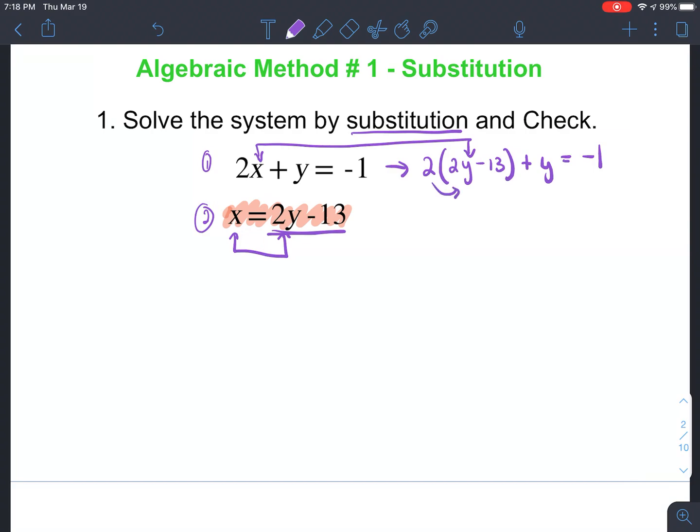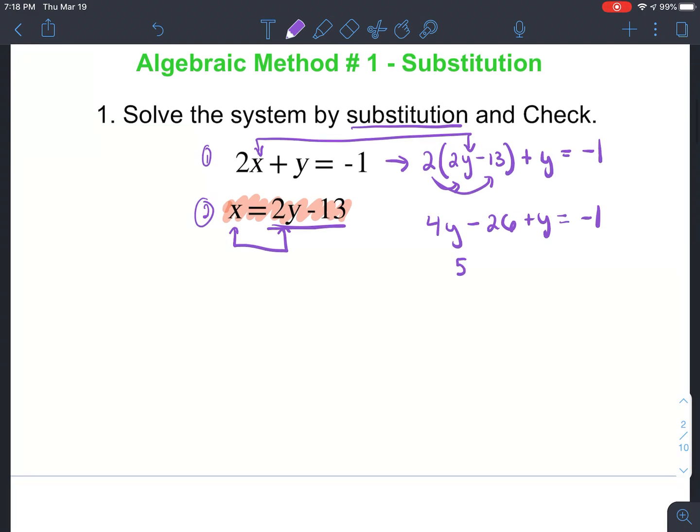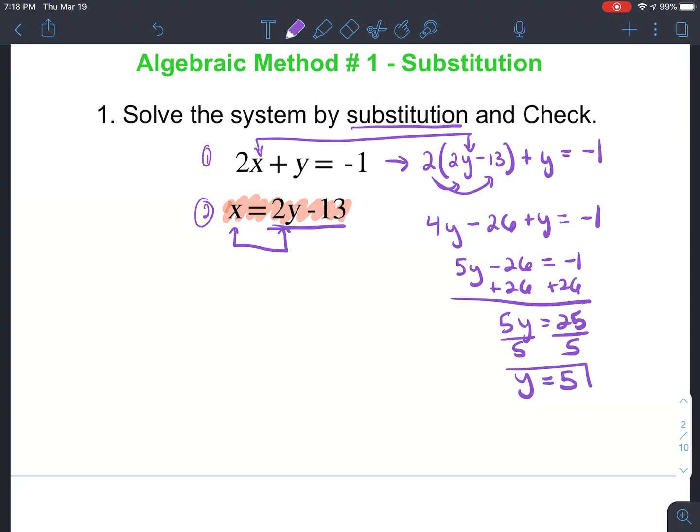Now the rest is regular algebra. I'm going to distribute the 2 to the parentheses, so I get 4y minus 26 plus y is equal to -1. We combine our like terms. 5y minus 26 is equal to -1, and we isolate our variable. 5y equals 25, divide by 5 on both sides. Y is equal to 5. Okay, so by this substitution, we were able to turn an equation from 2 variables over here into an equation with 1 variable over here and solved for that variable.